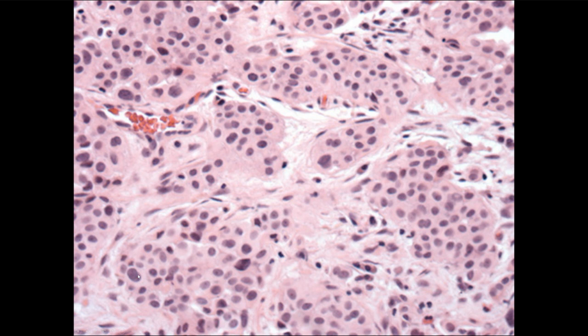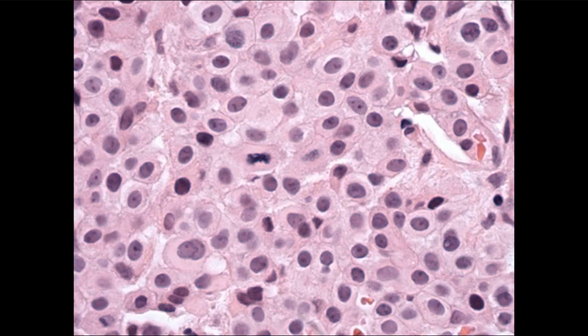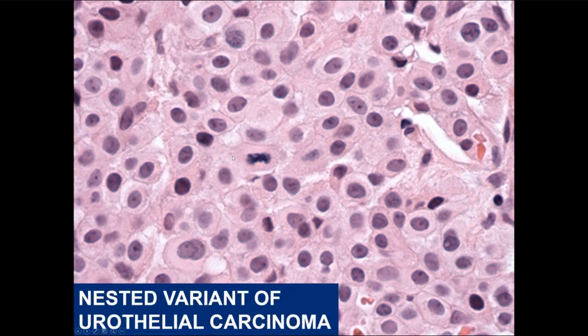When I see this pattern in my biopsies, I think about, could this be a nested variant of urothelial carcinoma? It's very difficult to make the diagnosis on a limited biopsy or a very superficial TURB specimen. But here you can see a large mitosis in the center of the field. So this is the nested variant of urothelial carcinoma. With this, I'm going to stop.